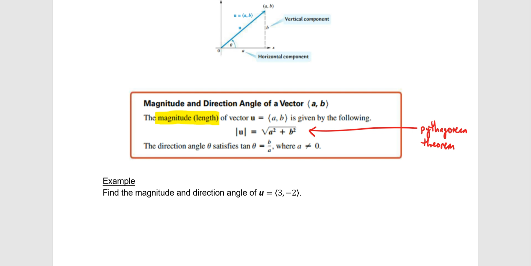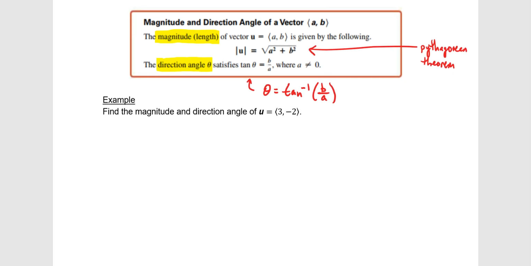And then we can also find the angle. We can see this angle up here in the little diagram. We call that angle the direction angle. It's going to be just using SOHCAHTOA. We have the opposite side of b and the adjacent side of a, so it's going to be tangent of theta equals b over a. We can solve that for theta by doing the inverse, tangent inverse on both sides. That's theta equals tan inverse of b over a.